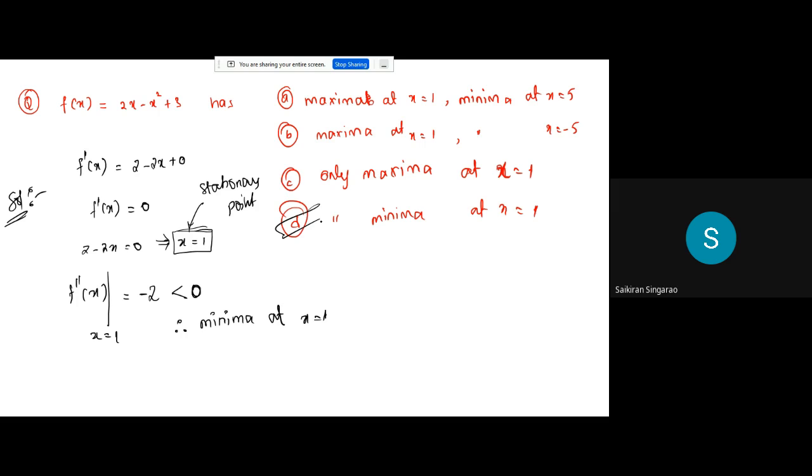Which option is right? Oh, sorry. Double derivative is less than 0, sir. What is it? Maxima. Yeah, sorry. It's a maxima, sir. Maxima means option C is right. Very good. Next. Next you see, sir, say if I am asking you one more question like this.